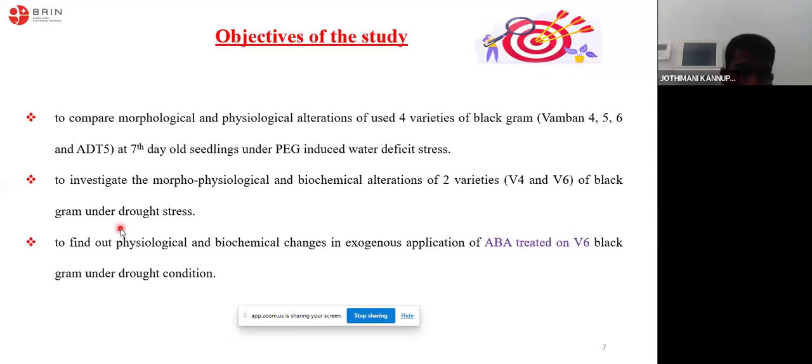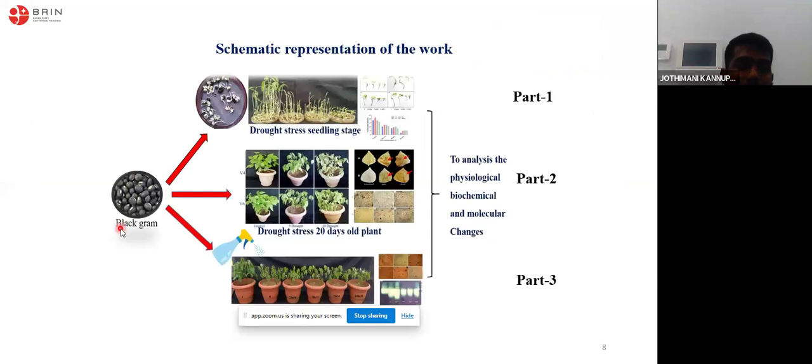The biochemical changes we will study will provide valuable insights into the molecular mechanism underlying ABA-mediated stress tolerance in black gram plants. This figure clearly shows the schematic representation of our objective.